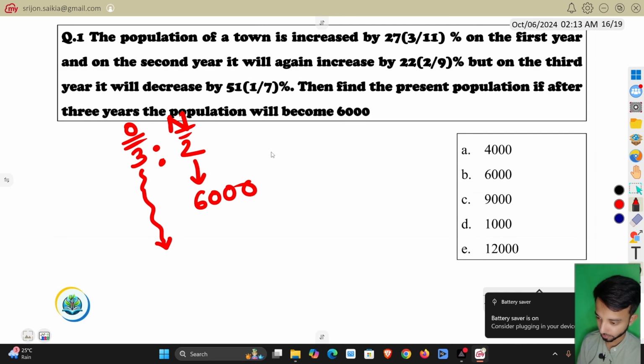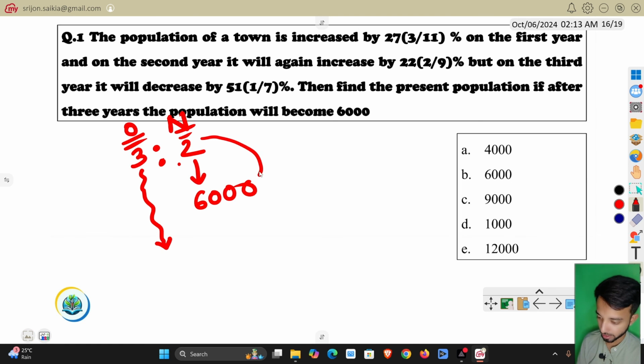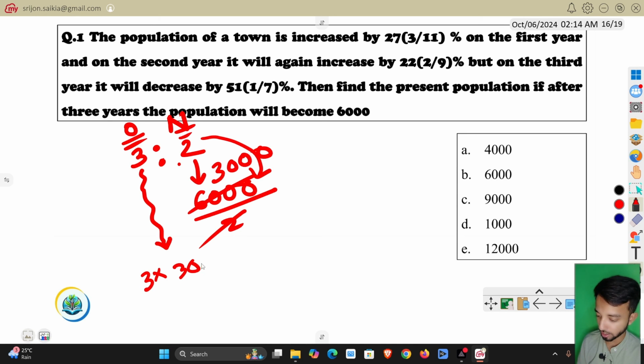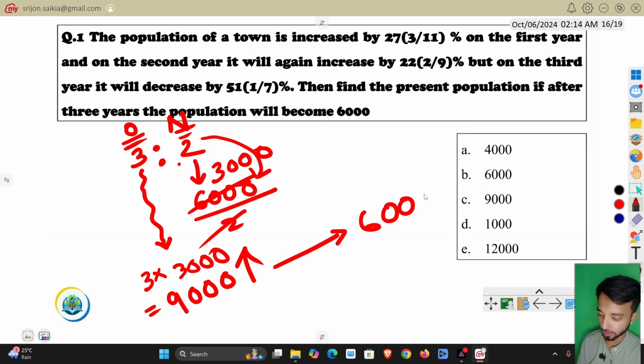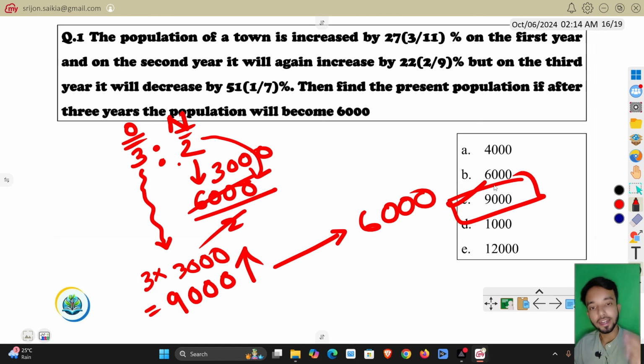Now tell me, if 2 units are equal to 6,000, what will be the value of 1 unit, dividing by 2? How much will we get? 3,000 is the value of 1. So we multiply 3 into 3,000, which is equal to 9,000. So 9,000 was the original population, and the present population is 6,000. Is this clear? The correct answer is option C, that is 9,000.